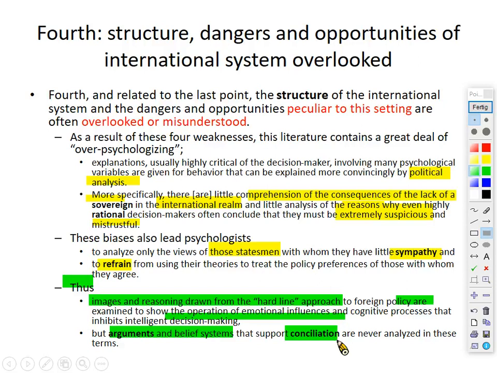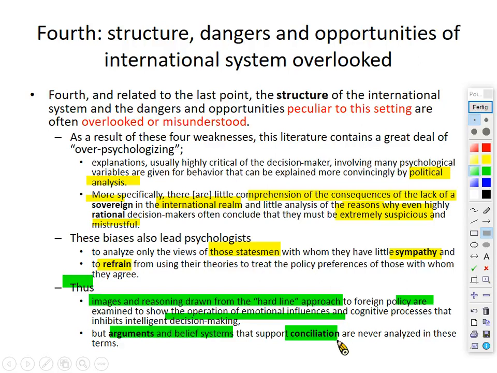It's not only about conflicts. It's not only about wars. There are also diplomacy, there are also mediation, there are also a lot of conciliation among different players, right? They are also important. But these conciliations are never analyzed in this kind of objective manner. That's the problem, okay? So we need to look at the structure of the international relations, international settings.